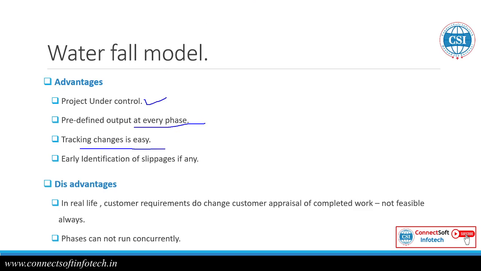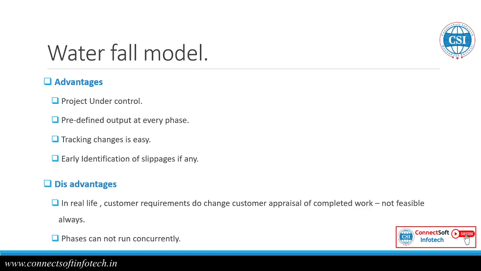Tracking changes is also easy, because we can easily identify where the mistake was made. If the mistake was made in the requirement phase, we only go to the requirement phase. If a mistake is made in coding, we only need to check the coding stage. We can track changes easily. Then early identification of slippage, if any. So here is one advantage: we can easily find a bug.